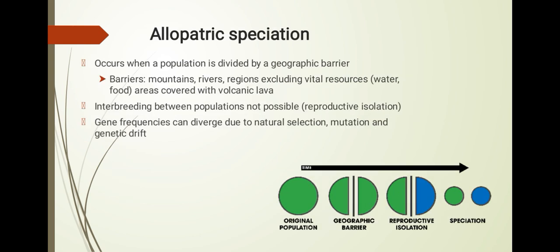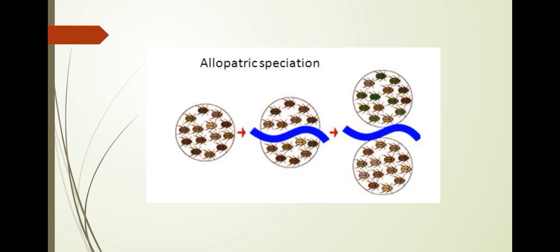Allopatric speciation occurs when a population is divided by a geographic barrier, such as a mountain or river, or regions excluding vital resources like water and food, or areas covered with volcanic lava. Interbreeding between populations is not possible. Reproductive isolation will be happening. Gene frequencies can diverge due to natural selection, mutation, and genetic drift. Origin of population, geographic barrier, reproductive isolation, speciation. Allopatric speciation.